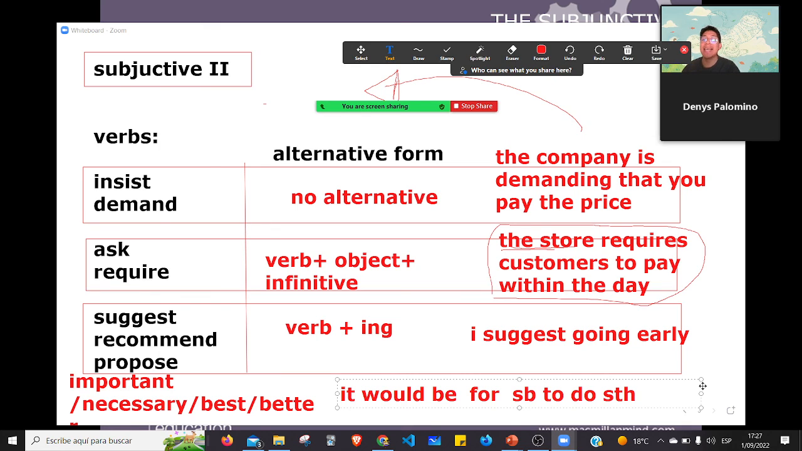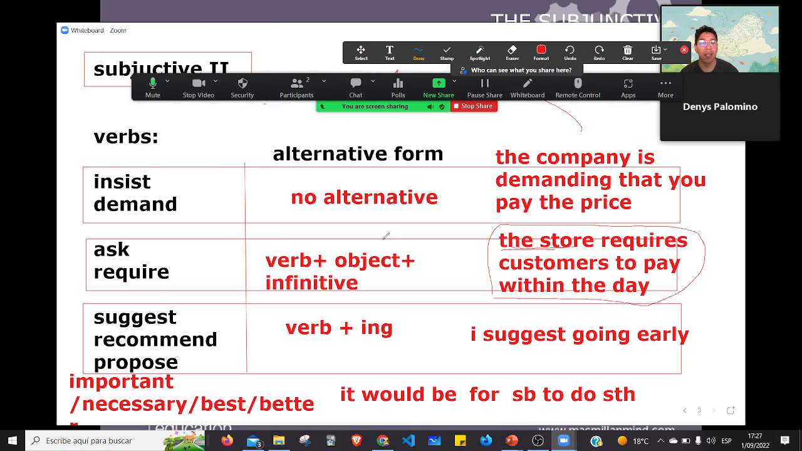It would be essential. It would be better. It would be best. It would be important for people to learn about English, to learn about the culture, to learn about the grammar. It would be better for you to remember the phrasal verbs. It would be important for you to practice your English. ¿Te das cuenta? Todos estos van seguidos de esta estructura would be.